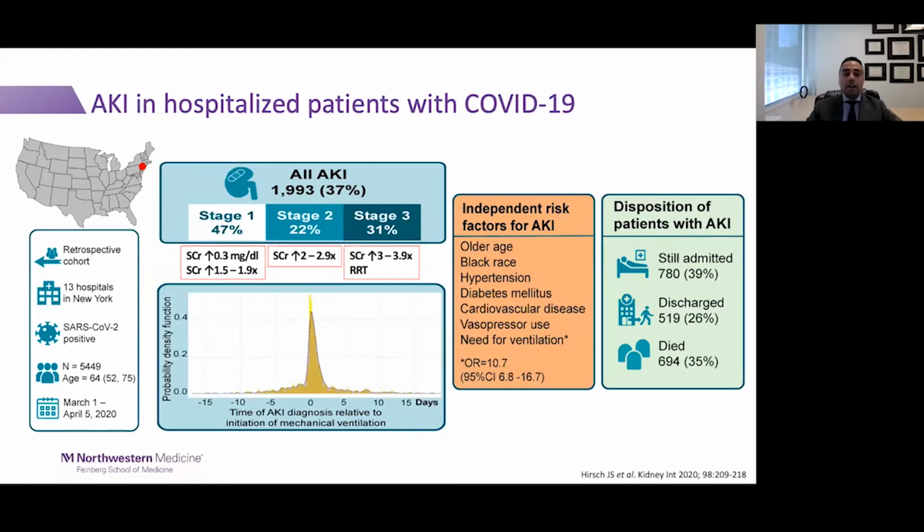They also identified certain independent risk factors for acute kidney injury, namely older age, being of Black race, hypertension, diabetes, cardiovascular disease, the need for vasopressor use in individuals who are critically ill, and the need for mechanical ventilation in individuals who are critically ill. And in the individuals with acute kidney injury, still in that study, about 40% of them were still admitted to the hospital, but they saw that the mortality rate in these individuals was 35%. Next slide.